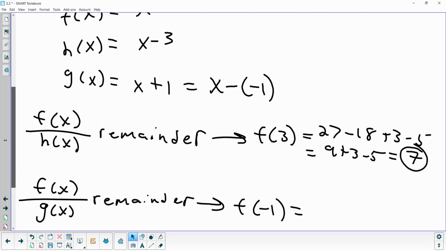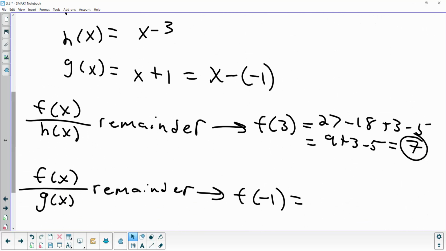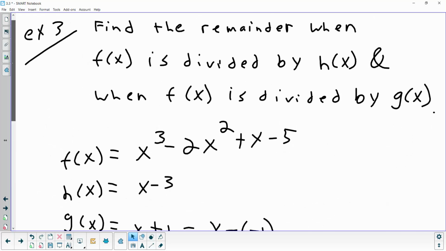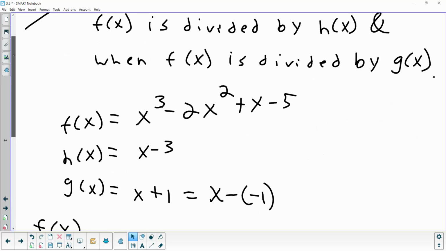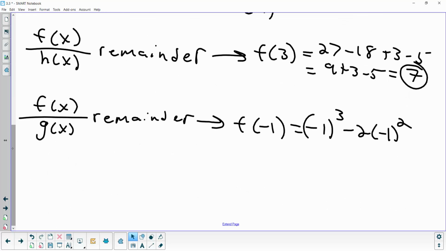Okay, so let's do that out. So it's negative 1 cubed plus, or minus 2 times negative 1 squared minus 1 minus 5.